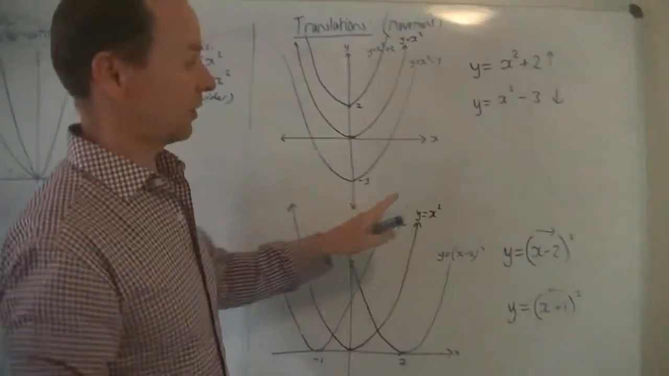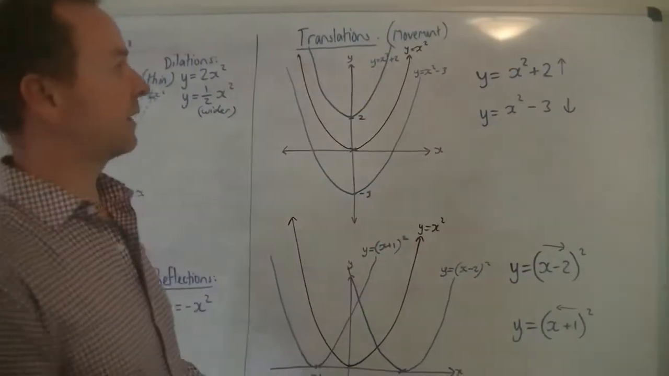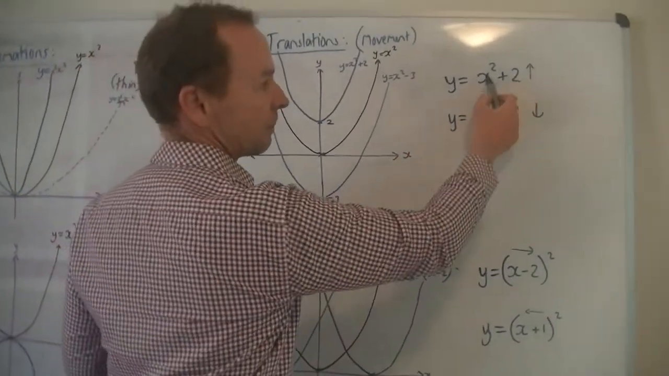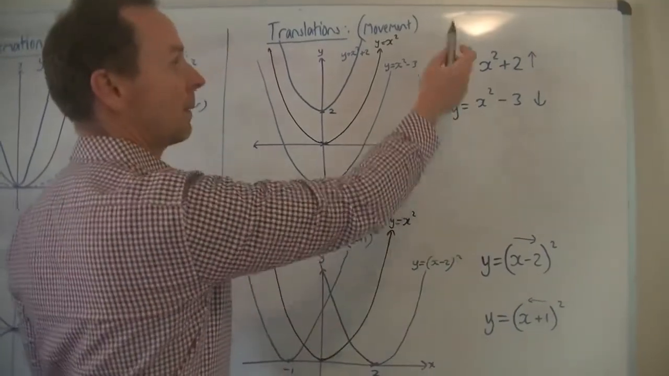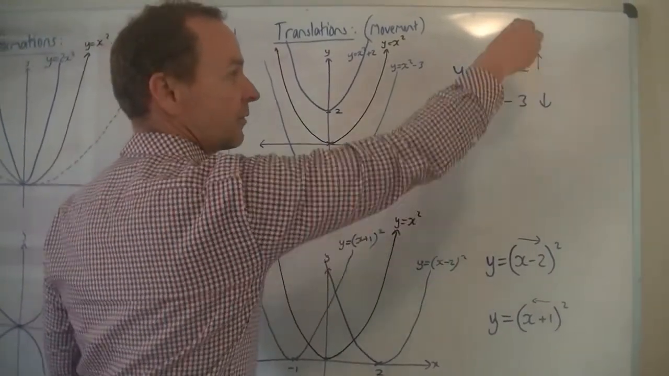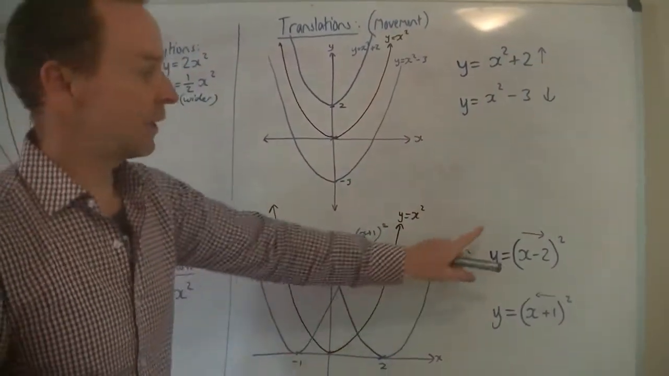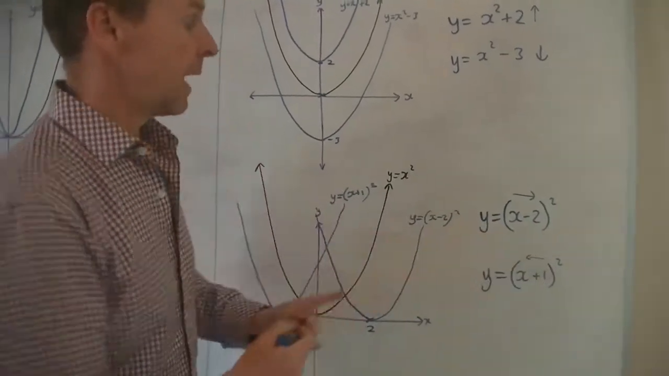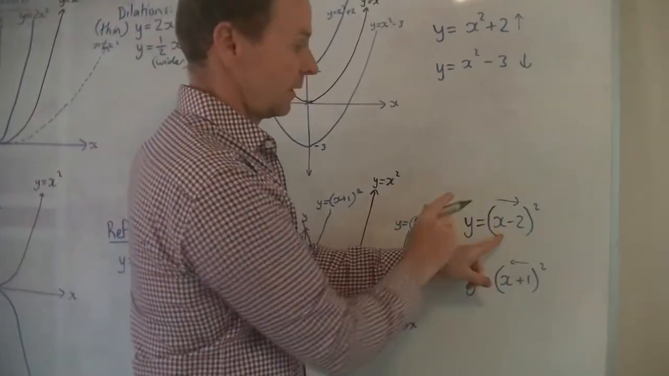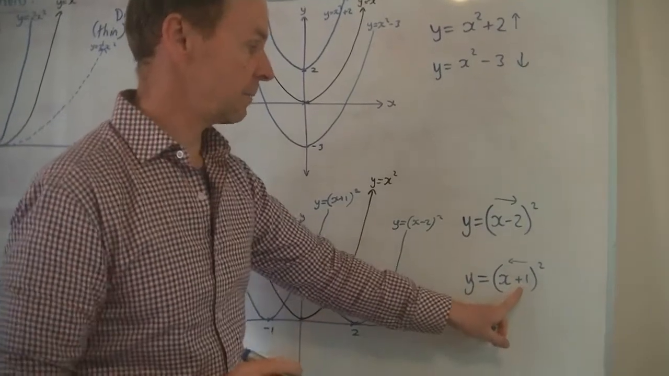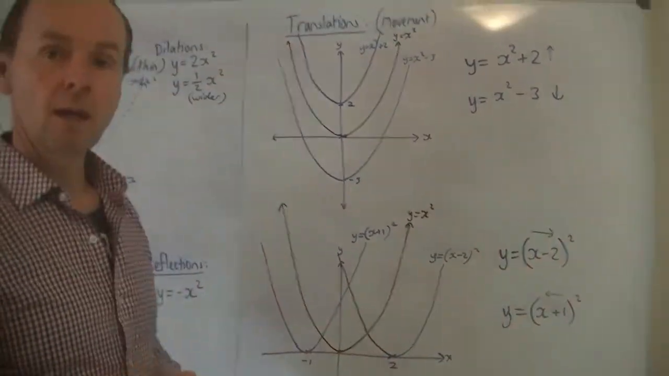And then translations. People always seem to get confused with these. When it's x squared and it's just a plus 2 tacked onto the end, it's 2 up. And if it's a minus 3, it's 3 down. And then when you've got it in the brackets like that, a negative is actually to the right, so it moves it to the right, and if it's a positive, it moves it to the left.